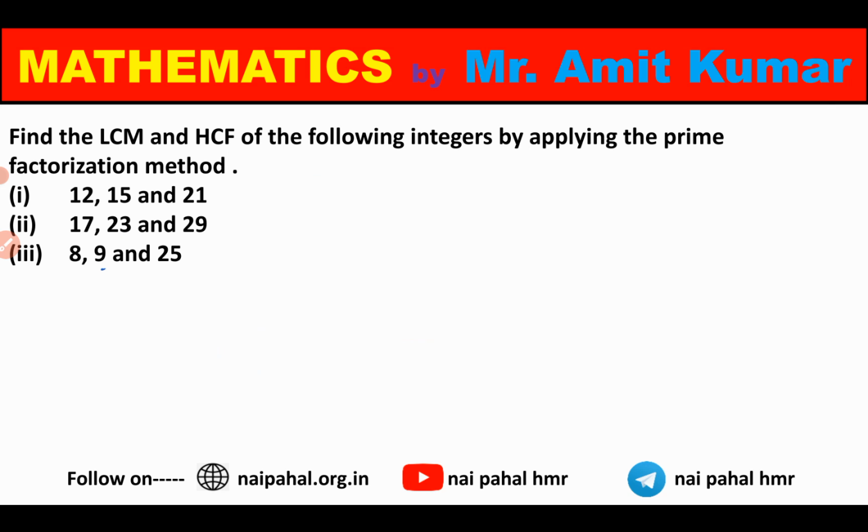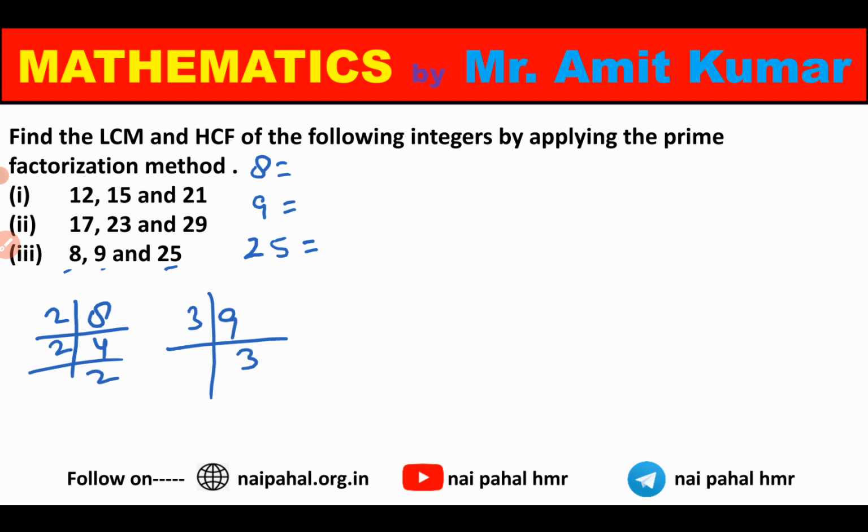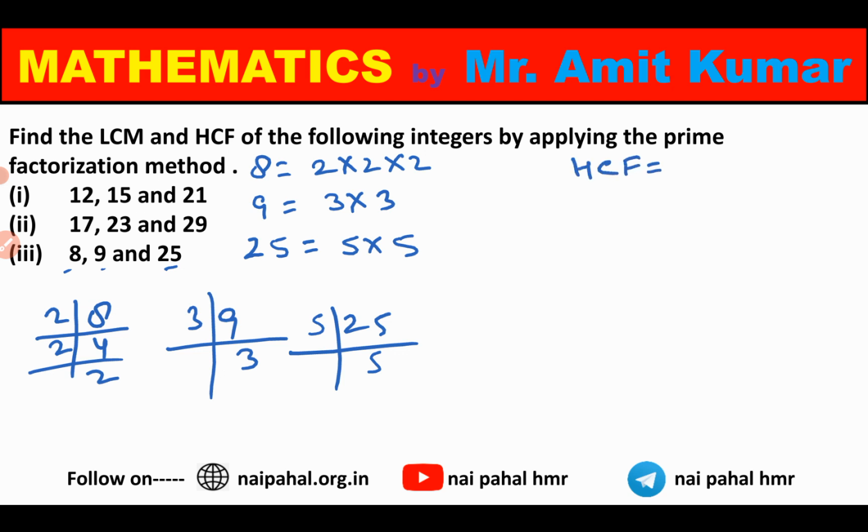The next point is 8, 9 and 25. Right here, 8, 9 and 25. As we know, 8 is 2 4s, 2 2s are 4, and at the end 2 is already a prime number. For 9 we can say that 3 3s are 9. For 25 we can say that 5 5s are 25. So we have 2 multiplied by 2 multiplied by 2, 3 multiplied by 3 and 5 multiplied by 5. Here also we do not have anything in common, so HCF will be 1.